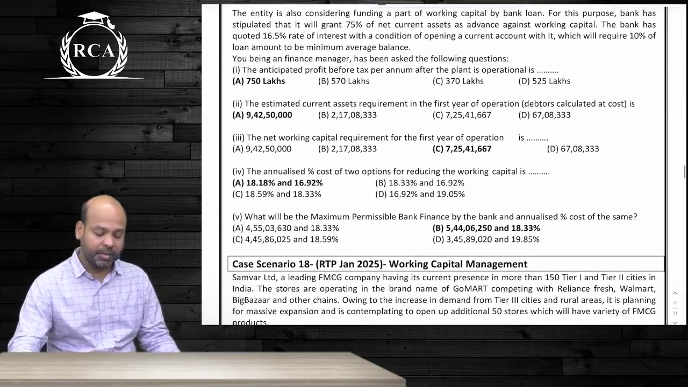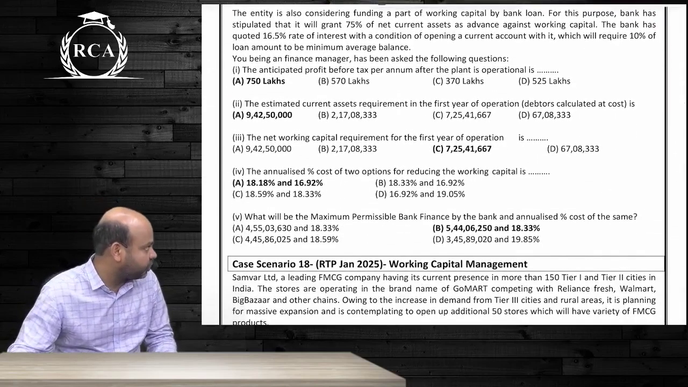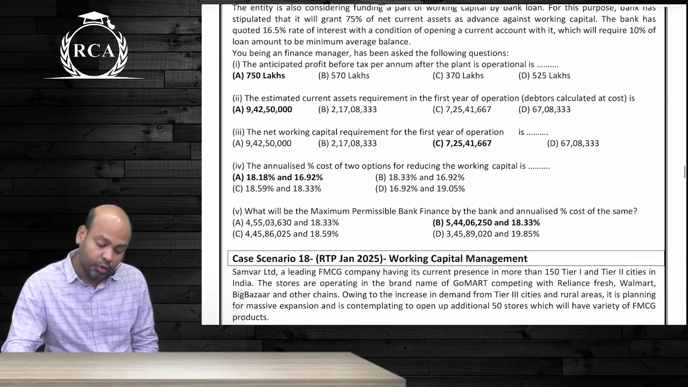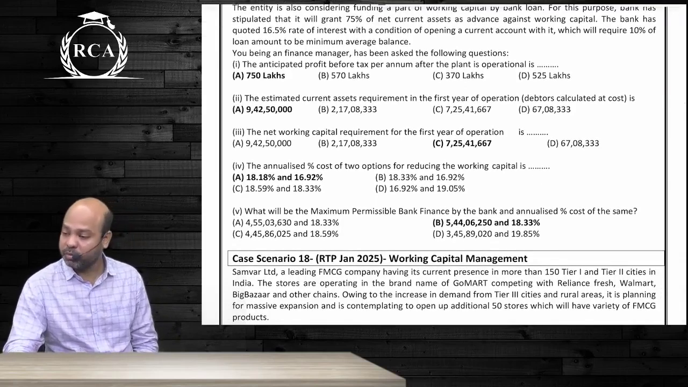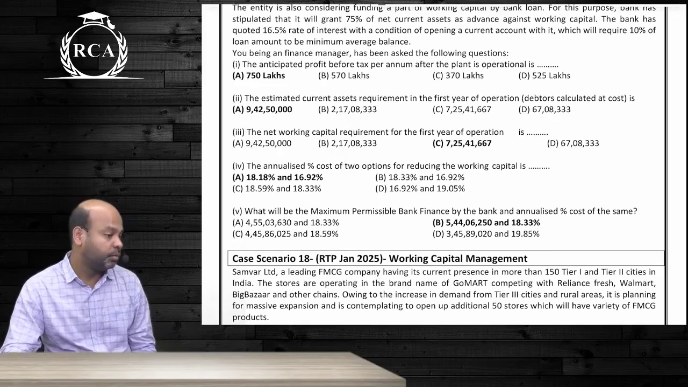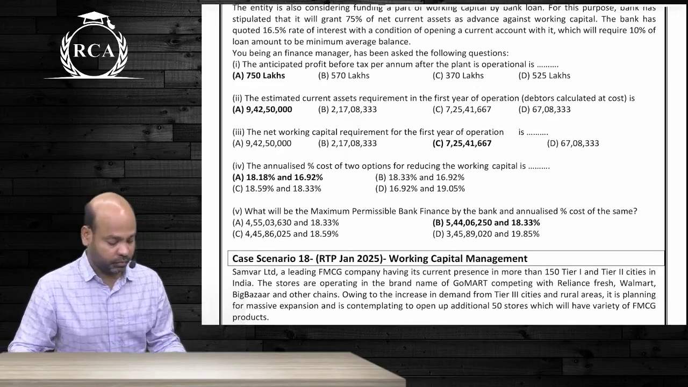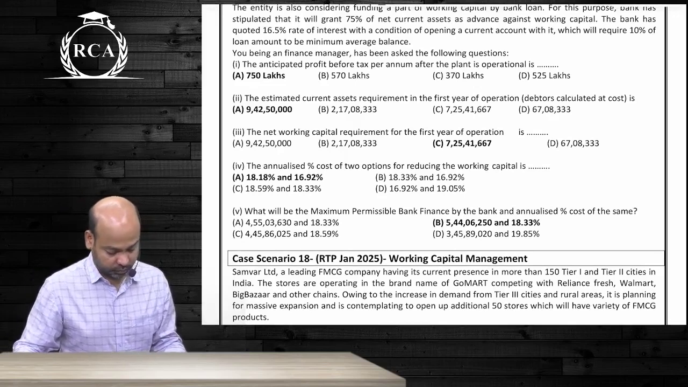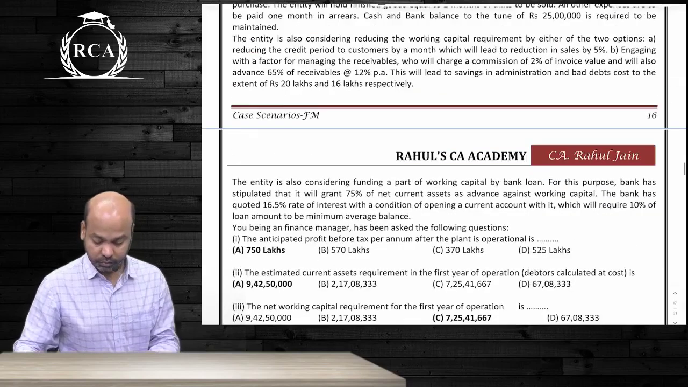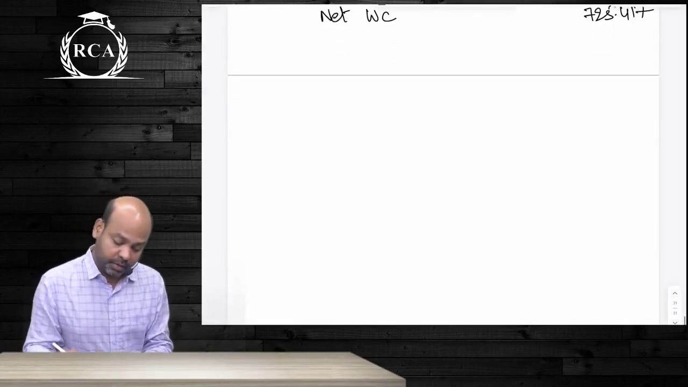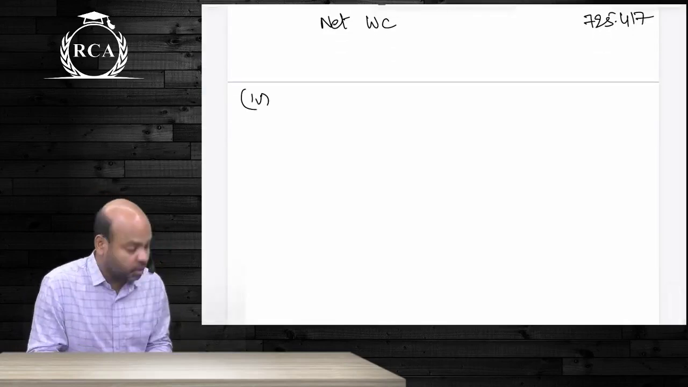बाकी का आगे बाद में पढ़ेंगे. Fourth bit देखो बेटा, it says annualized cost of two options for reducing working capital is. Fourth and fifth bit, guys, are good here. Please mark them so that you revise them. Both the bits are good, guys. Pay attention, guys. दो ऑप्शन बता रहा है बेटा फोर्थ बिट में.